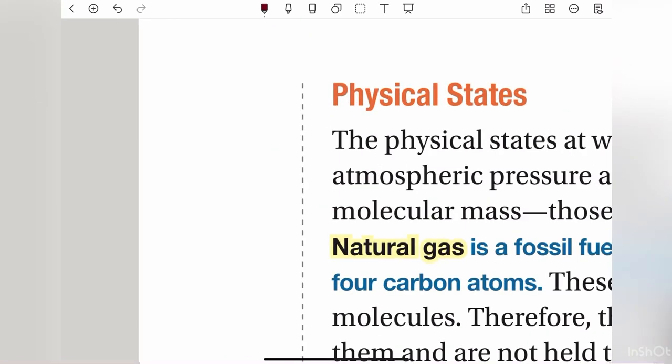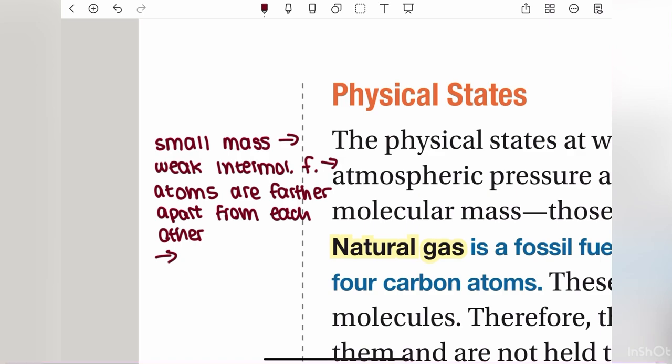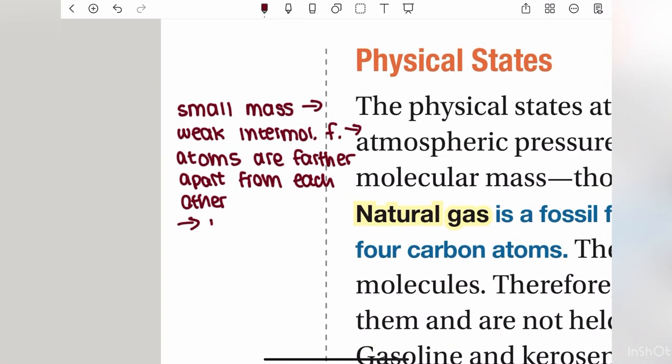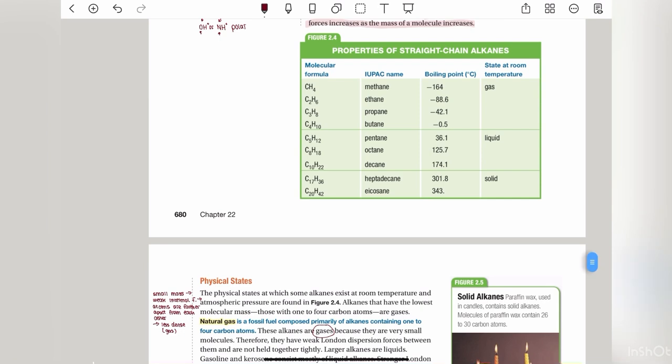So, as a rule, a small mass means weak London dispersion forces, or intermolecular forces, meaning that atoms are not held together as tightly, so their atoms are farther apart from each other, and the substance itself is less dense. And as we learned from basic chemistry, the least dense form of matter is a gas. So that's why smaller compounds tend to be gases at room temperature.